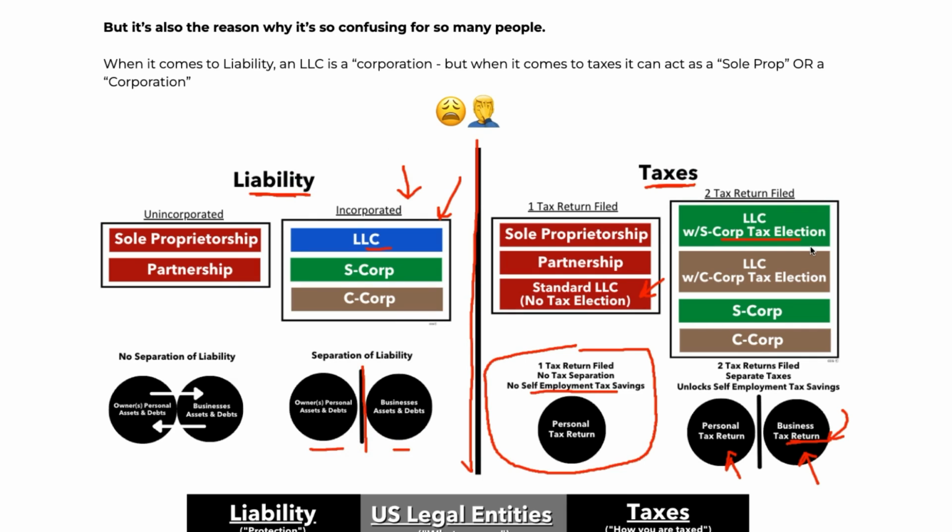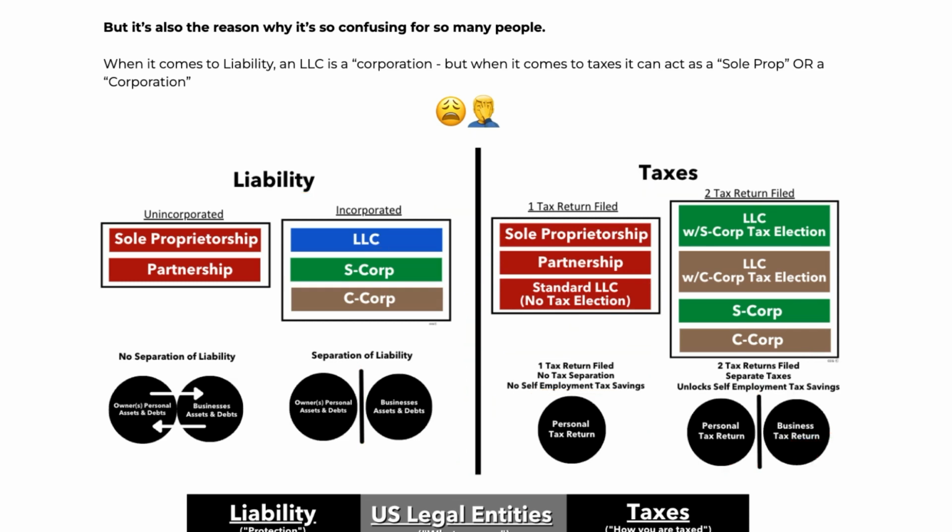Does my LLC have a tax selection form filed with the IRS or does it not? If it doesn't, I'm going to have one tax return that is filed, and that is not saving me any taxes. It's going to be filed just like a sole prop. And if I do have a tax selection form filed, I'm going to have two tax returns, and I'm going to be able to benefit from the advantages of self-employment tax, right?